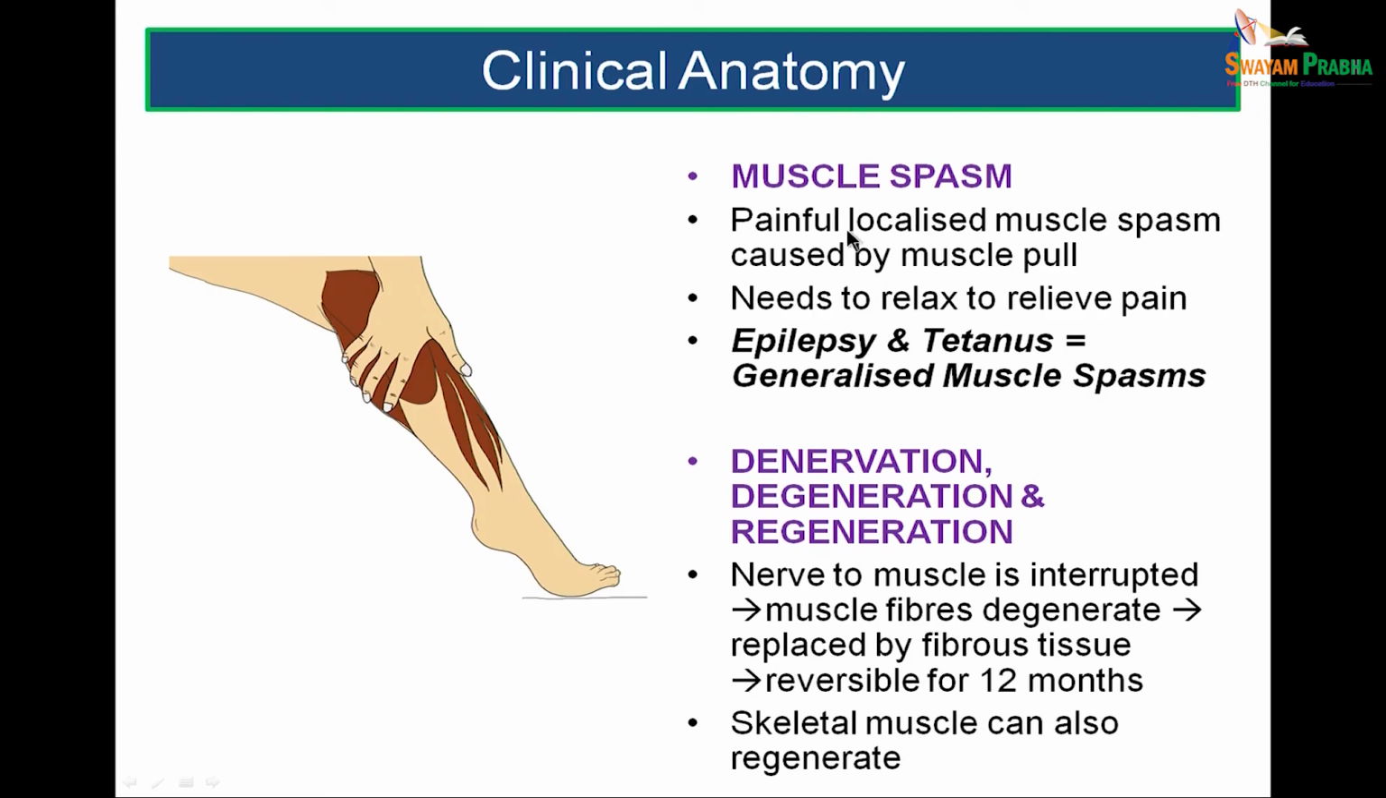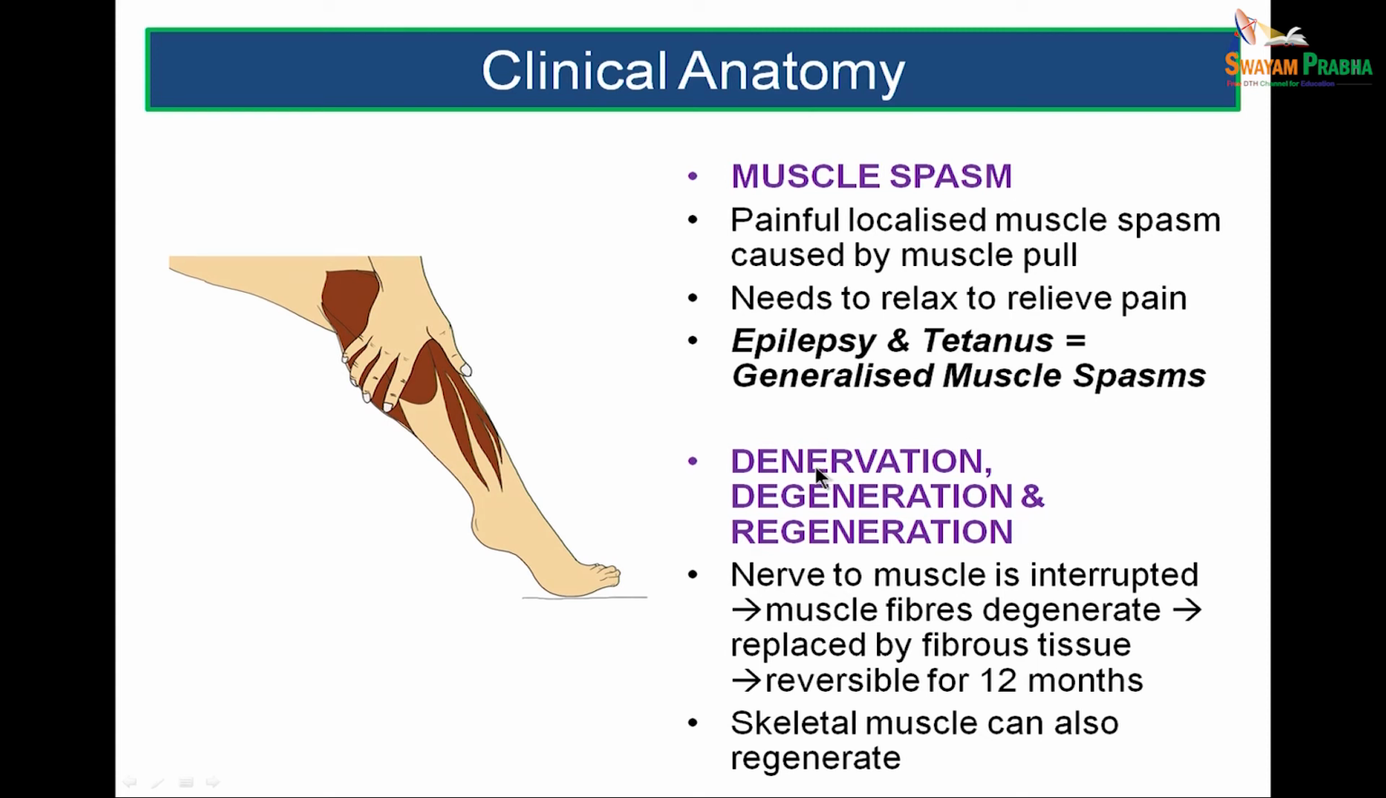Muscle spasms, these are cramp-like pains, localized spasms in the muscle, and you need to relax the muscle in order to relieve the pain. On the other hand, epilepsy and tetanus are also muscle spasms, but they are more generalized and they involve more muscle groups of the body.